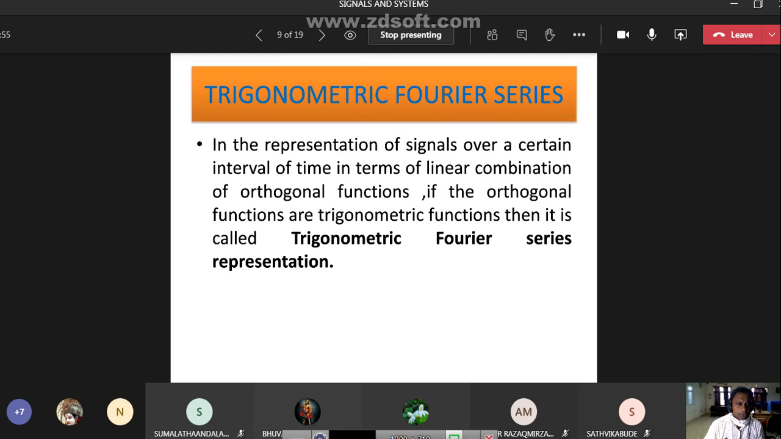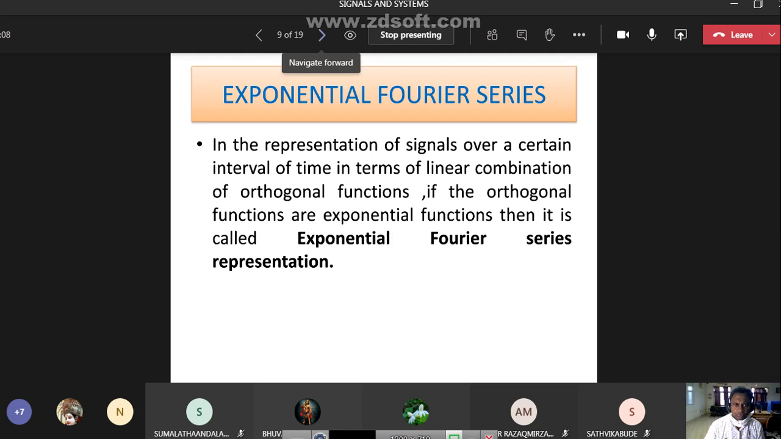Coming to the trigonometric Fourier series: if you represent a given signal in terms of a linear combination of trigonometric functions, then we call it a trigonometric Fourier series representation. Next, exponential Fourier series representation means representing a given signal over a certain interval of time in terms of a linear combination of orthogonal functions, and if the orthogonal functions are exponential functions, then it is called exponential Fourier series representation.